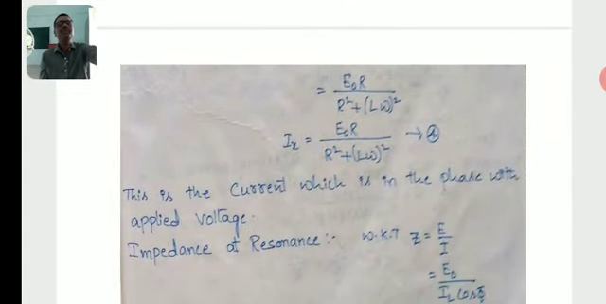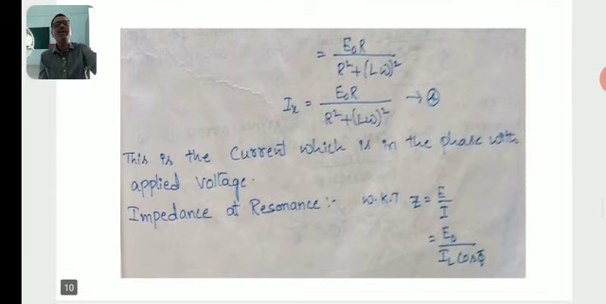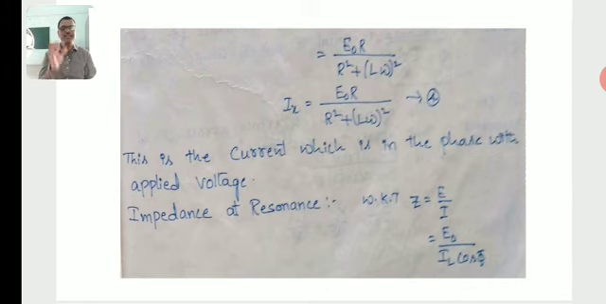which is equal to E naught R by R square plus (L omega) square. Ix is equal to E naught R by R square plus (L omega) square. Let this be equation number 4. This is the current which is in phase with the applied voltage.